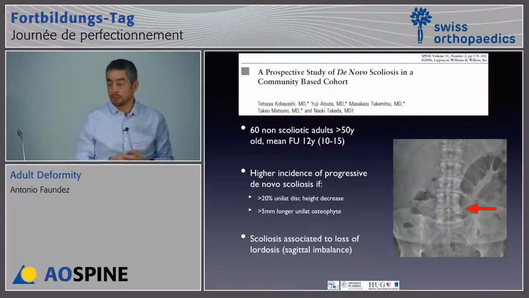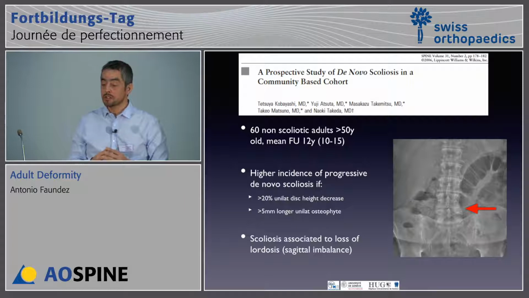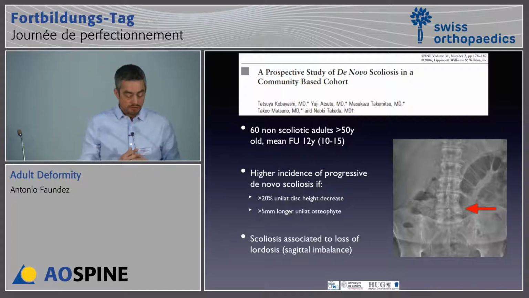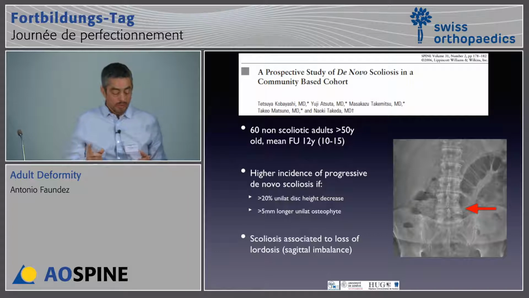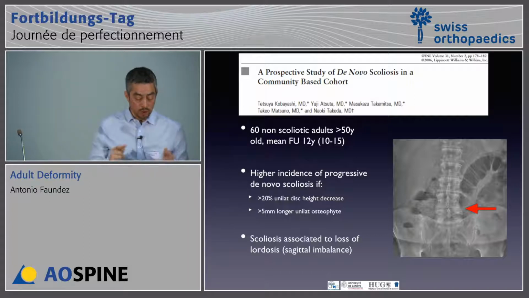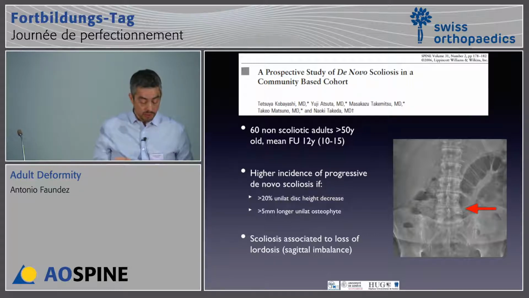This is another interesting study by Kobayashi in 2006. They looked at 60 non-scoliotic adults, so they followed up patients over 50 years old with a mean follow-up of 12 years, 10 to 15 years. And they saw that there was a higher incidence of progressive de novo degenerative scoliosis if there was over 20% unilateral disc height decrease and more than 5 millimeter longer unilateral osteophyte.